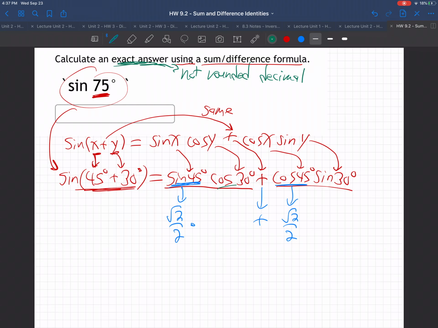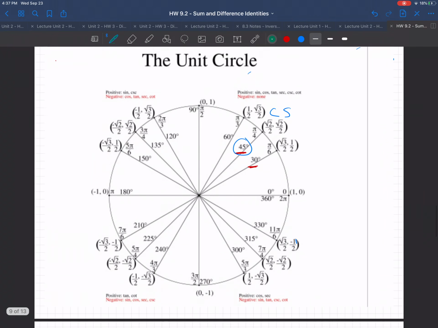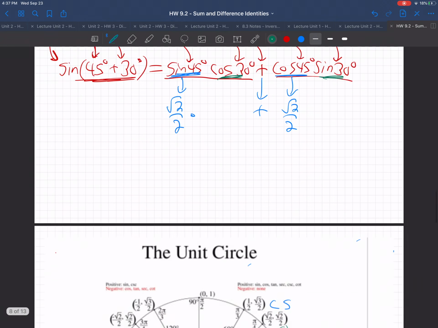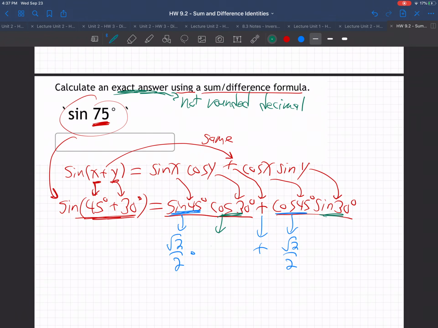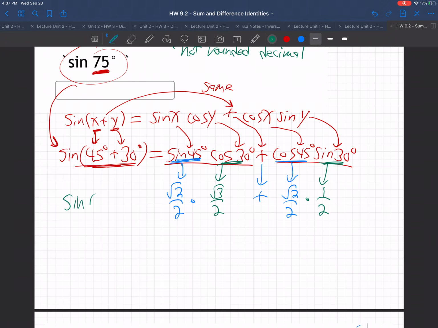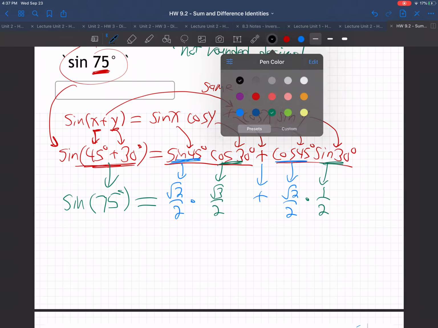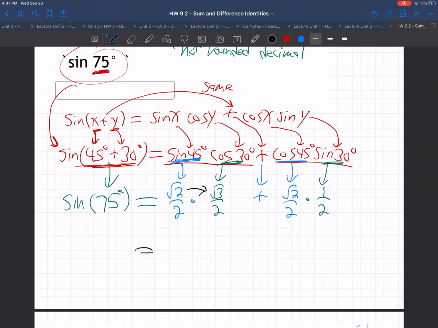And now let's get the cosine of 30 and the sine of 30. So for 30, cosine comes first. And so cosine's root 3 over 2, sine's a half. Cosine's root 3 over 2, sine is a half. Okay. So now, this is going to be the sine of 75 degrees, isn't it? Right? 45 plus 30, 75. So let's work out this right-hand side. Just multiply straight across.